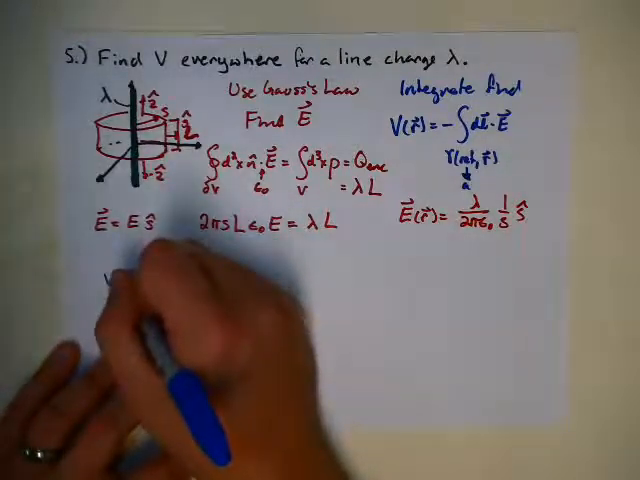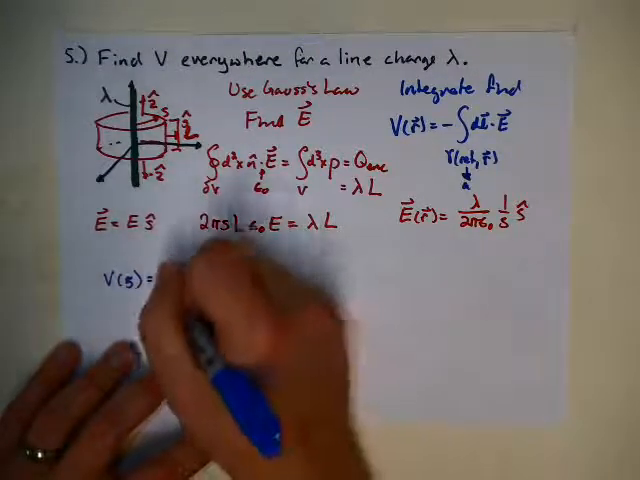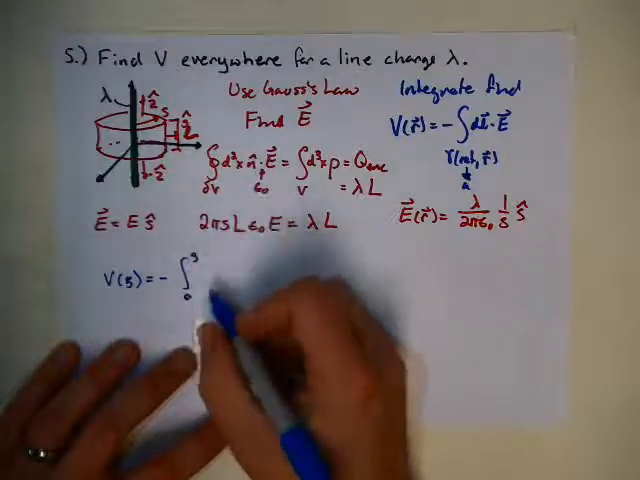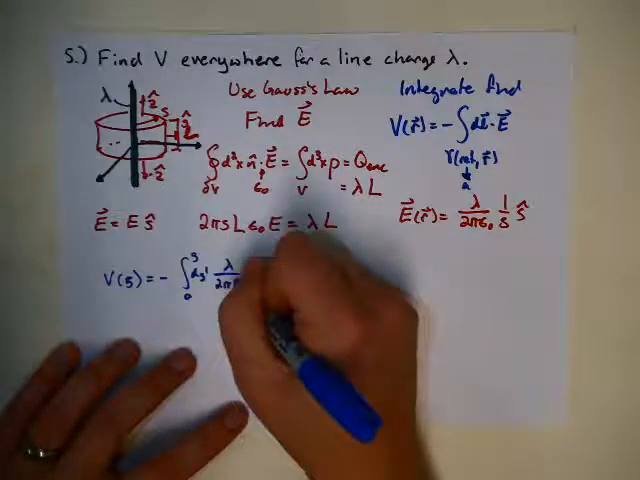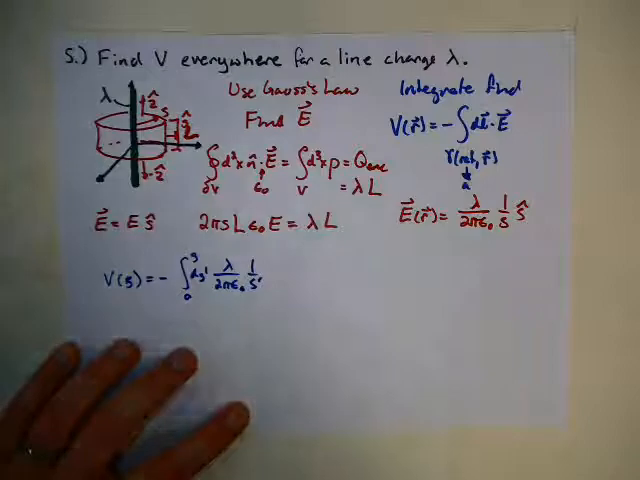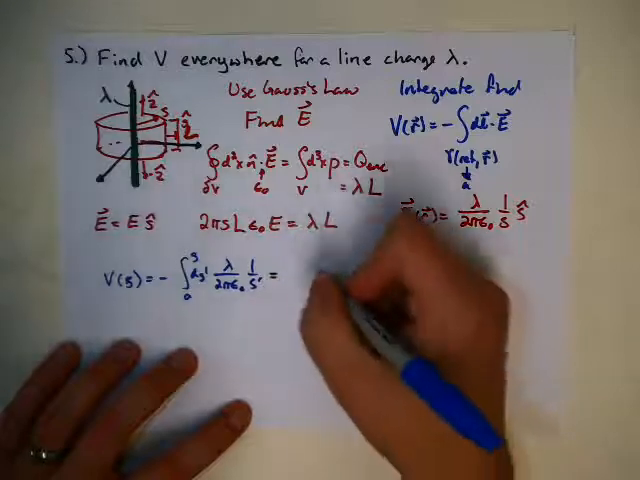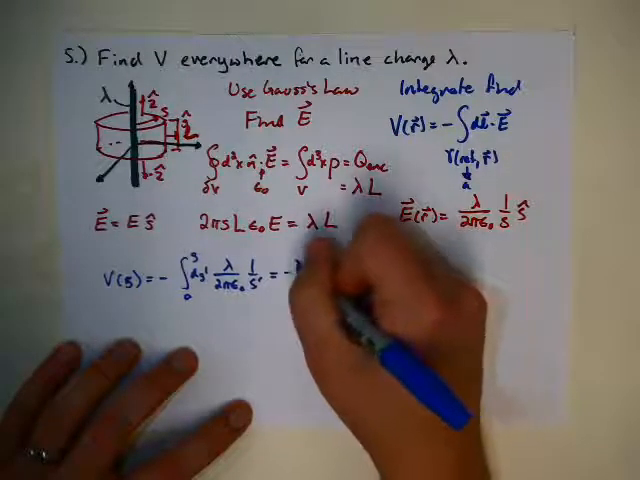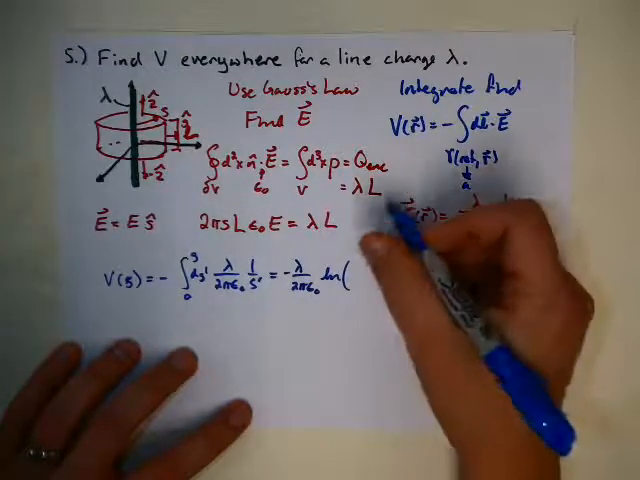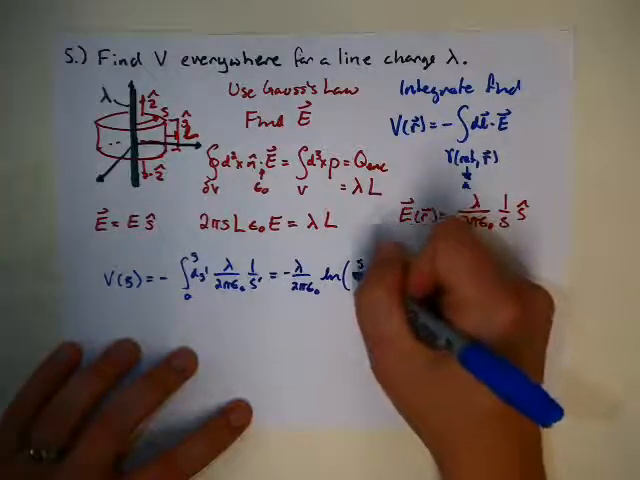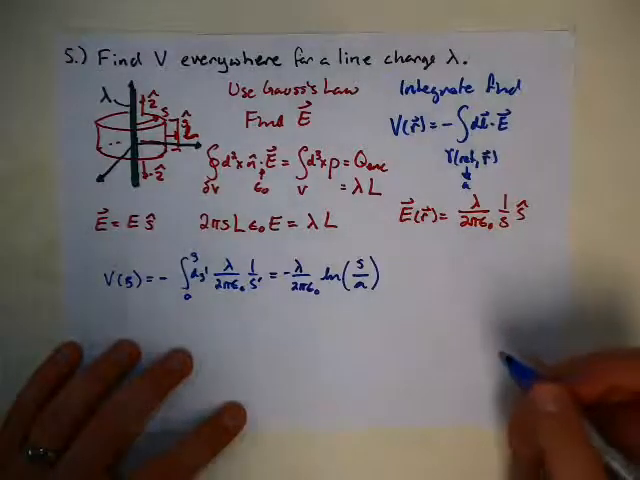So this is going to give that V as a function of s, in fact, is going to be minus the integral from A to s of ds prime, lambda over 2 pi epsilon naught, 1 over s prime. The integral of 1 over s prime is of course log s. So this is going to be minus lambda over 2 pi epsilon naught log of s divided by A. And so that is going to be the potential for us as well.